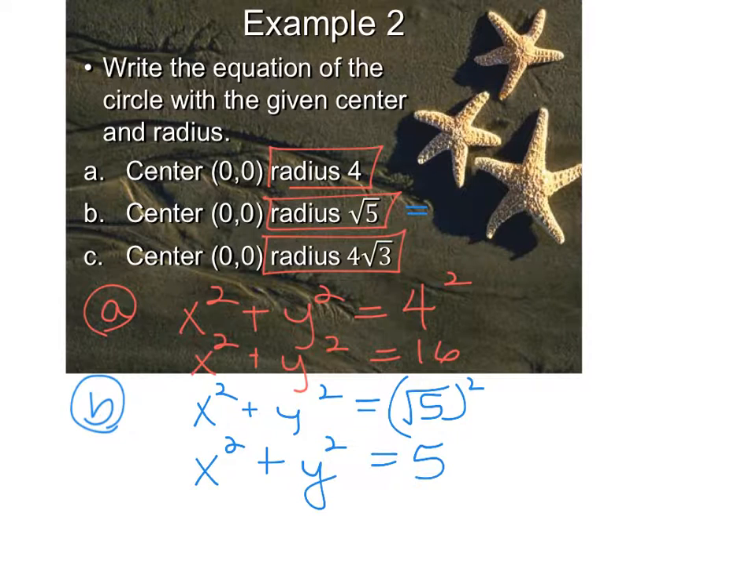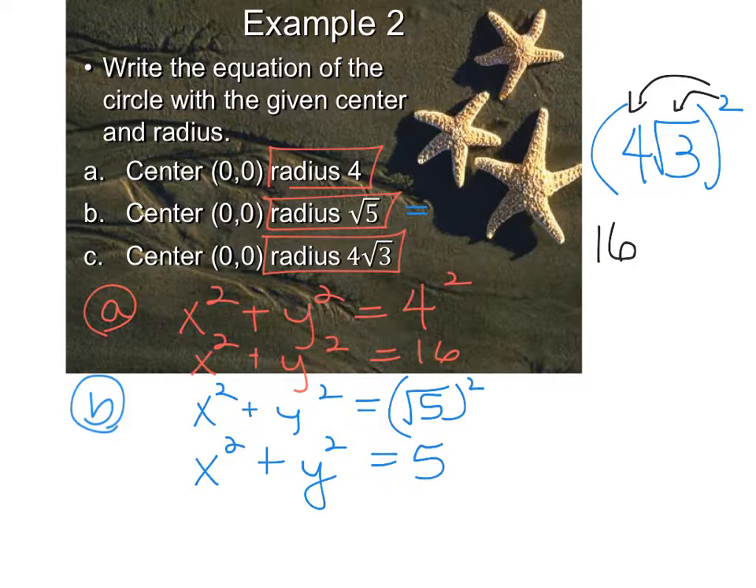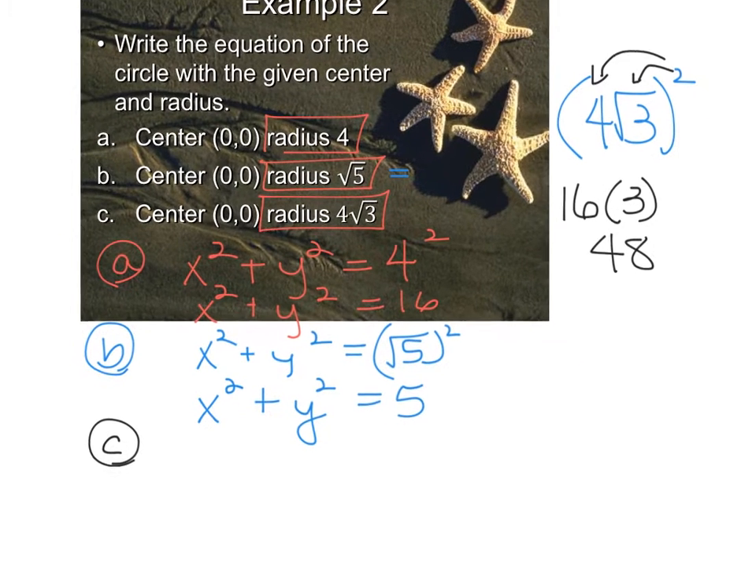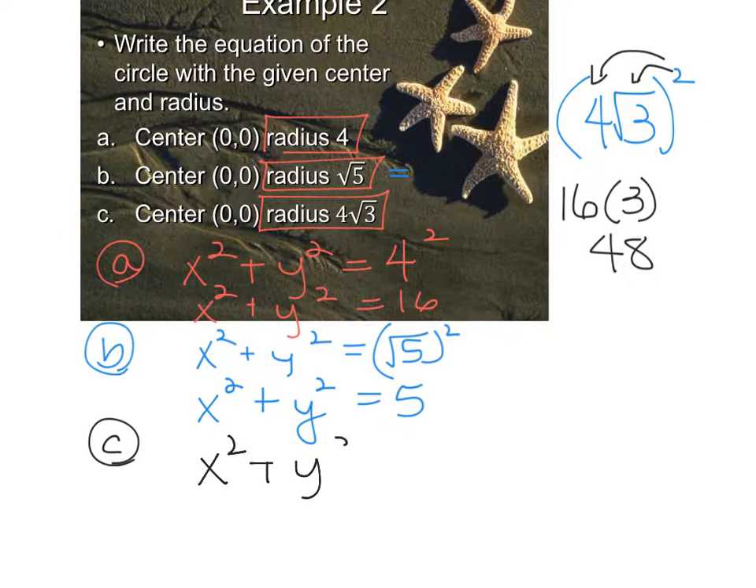And then the last one, this one's going to involve the most work. So remember, we need to square this. But remember, this exponent is going to distribute to the 4 and to the radical 3. So 4 squared becomes 16, and then radical 3 squared is just going to be 3. And then 16 times 3 now equals 48. So my answer for part C is going to be x squared plus y squared equals 48, because I already squared the radius up here.